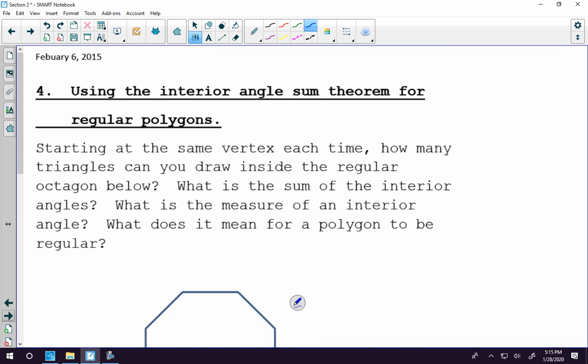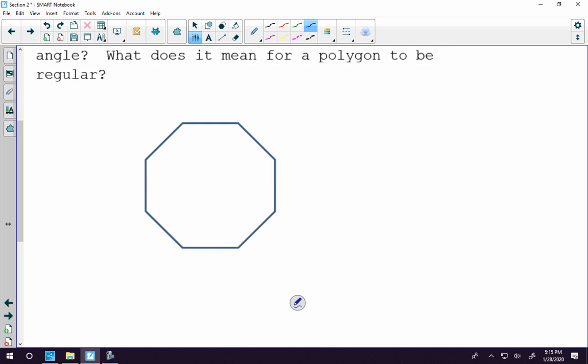So if we go to this page, you first need to remember what it means to be regular. Well, being regular means that all the sides are congruent, so it's equilateral, and all the interior angles are also congruent, so it's also equiangular.